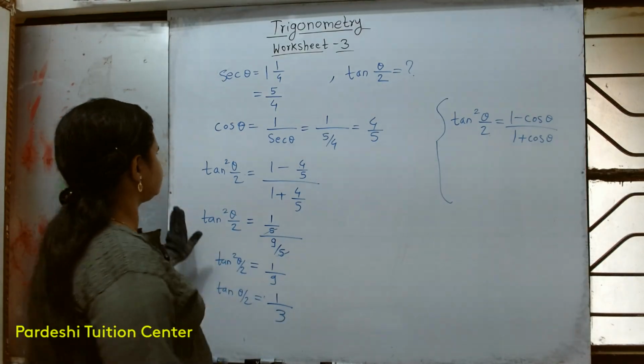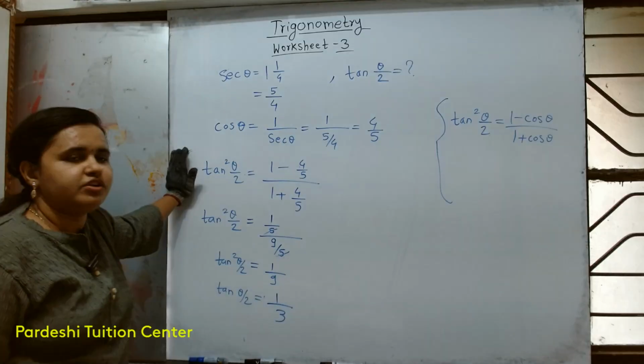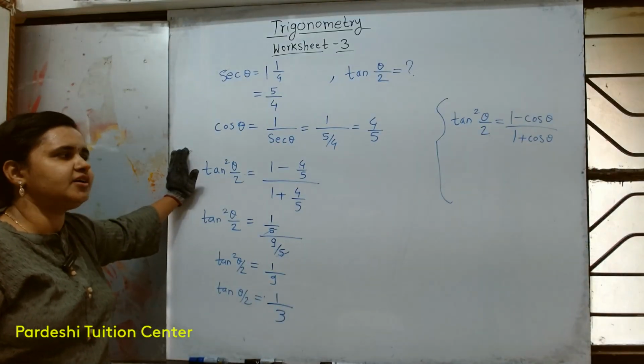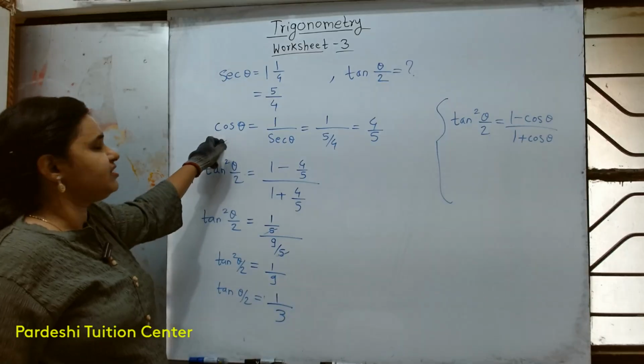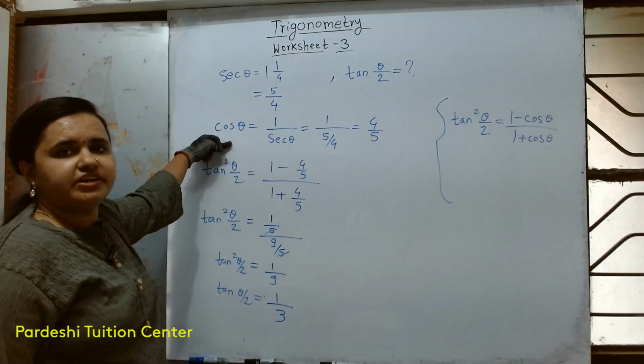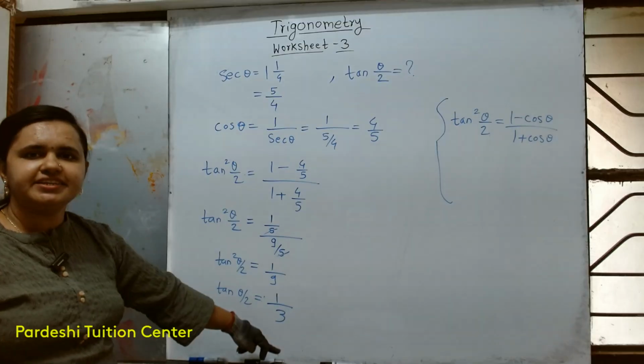Okay. We have just used that formula, tan square theta by 2 equals to 1 minus cos theta upon 1 plus cos theta, and just put in the value of cos theta. From sec theta we have calculated cos theta, and just putting in the values we have calculated tan theta by 2. Okay.